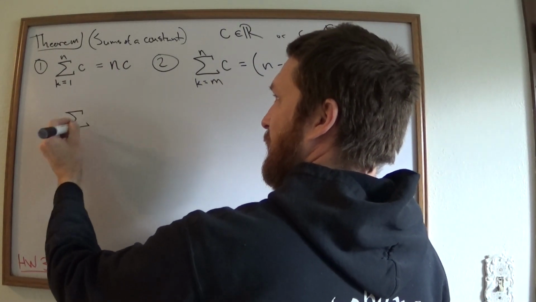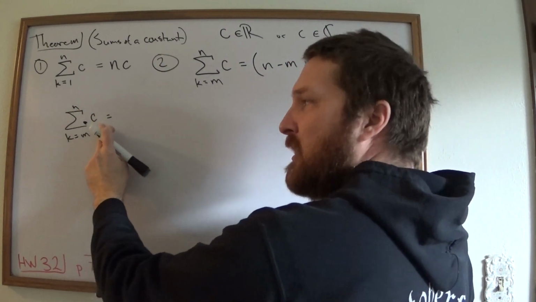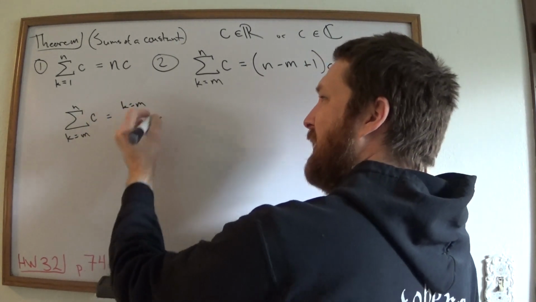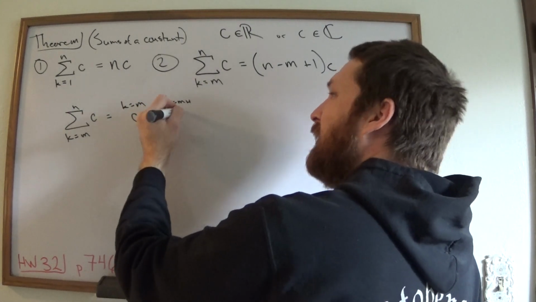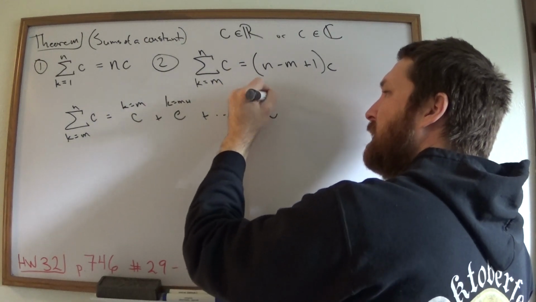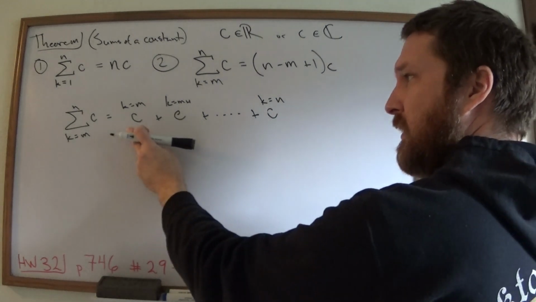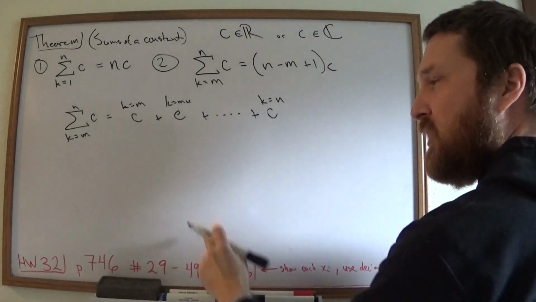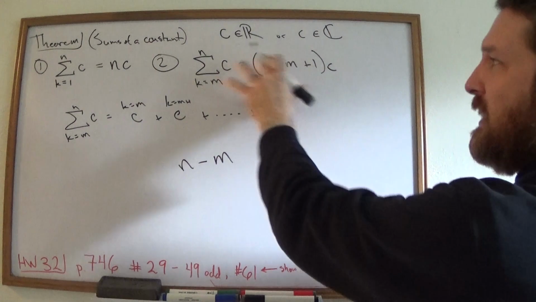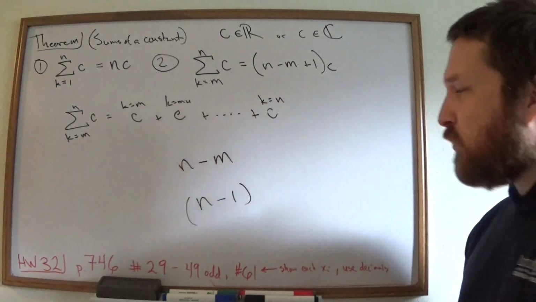Okay, you have k equals m up to n of c. C does not change no matter what k is, so when k is equal to m, you get a c. You add that to when k is equal to m plus 1, you get a c. All the way up until you finally get to n, and k is equal to n. Now we're asking how many of these things are there? Remember, it's the same kind of thing as before. You can't just say it's n minus m. Because if we tried that earlier, when that was 1, you would say, well, it's n minus 1. You have a total of n minus 1 things.